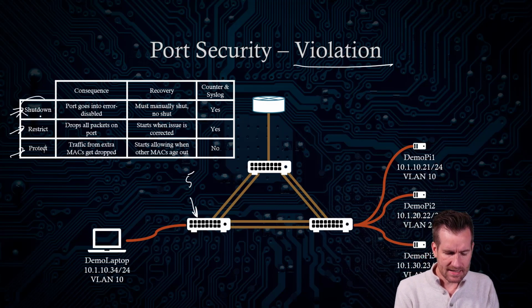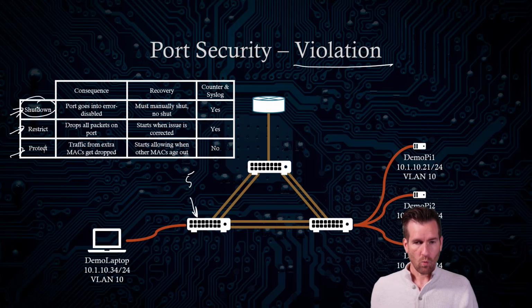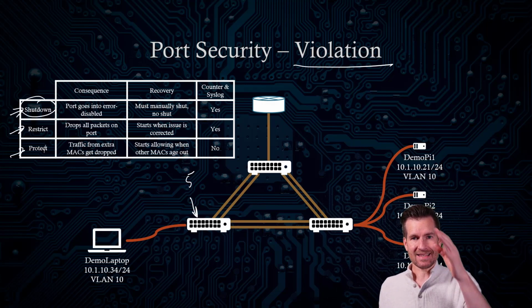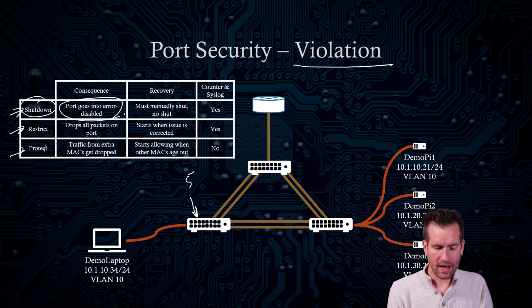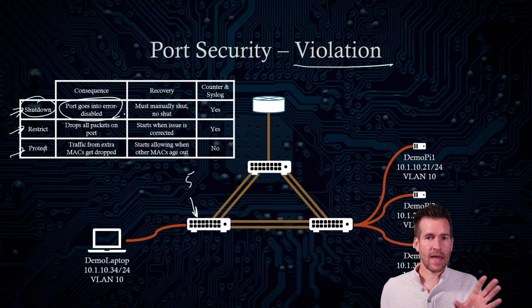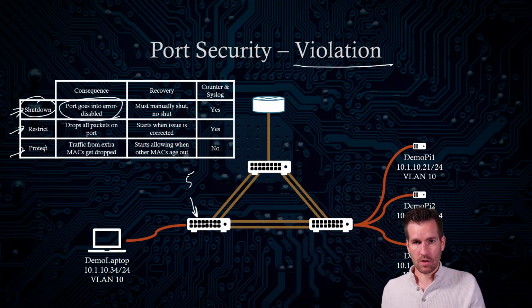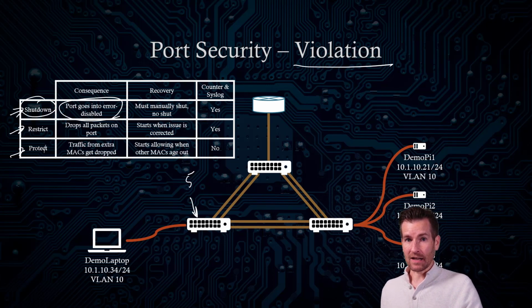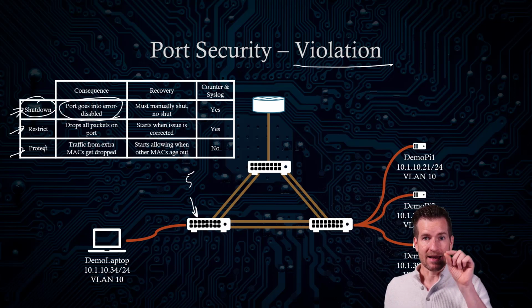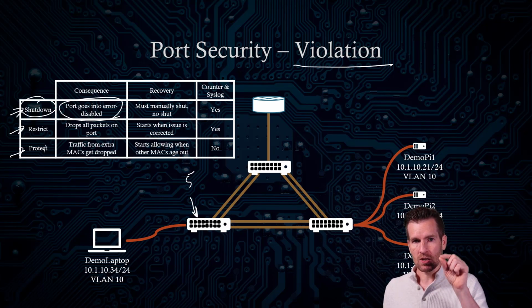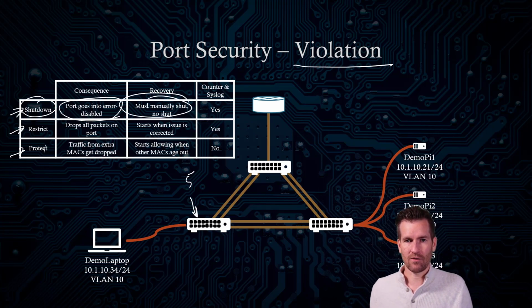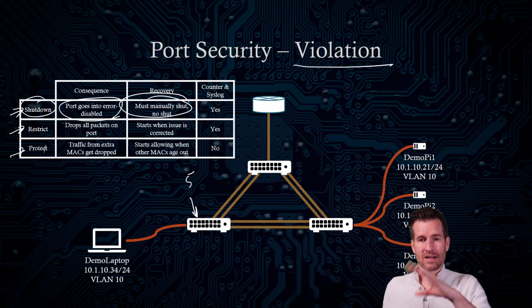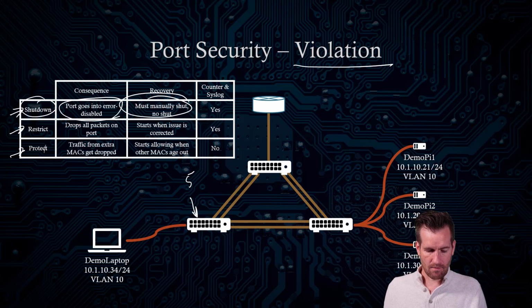If we shut down the port, what will happen is as soon as you get that 6th MAC address on that port, the port will go into err-disabled, and none of those MAC addresses will be able to communicate. No device on that port will be able to communicate. In fact, it won't be able to communicate until someone gets onto that switch, onto that port, and does a shutdown, no shutdown. So then that brings that port back live again.